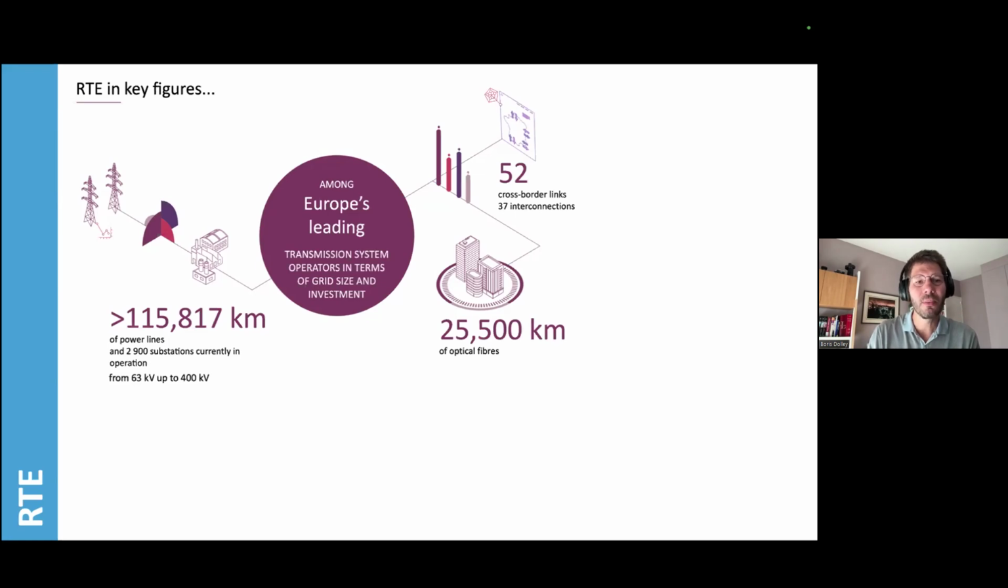So we have more networks than the others, also because of this level. I'm not able to say in kilometers how many lines we have, but you can see it. We have our own optical fibers in order to manage the telecommunication network we need for the critical operation. It's not the usual Office 365 things. It's only for our needs for control and command and critical operation. We have 37 interconnections through 52 cross-border links. So it's a pretty important place in Europe, as I said.